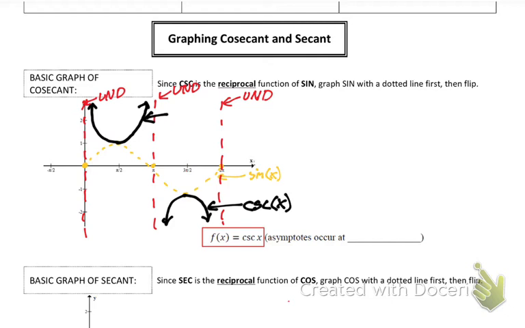What can be a little more difficult is, let's cover a couple small nuances on this. The period of this is still 2 pi.